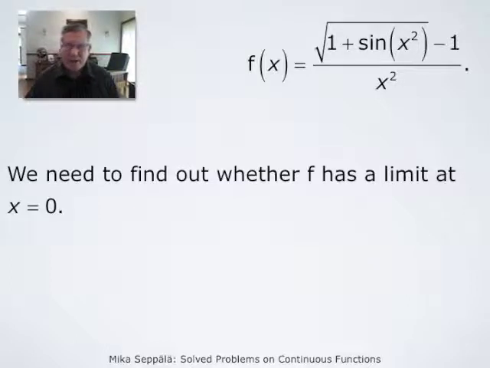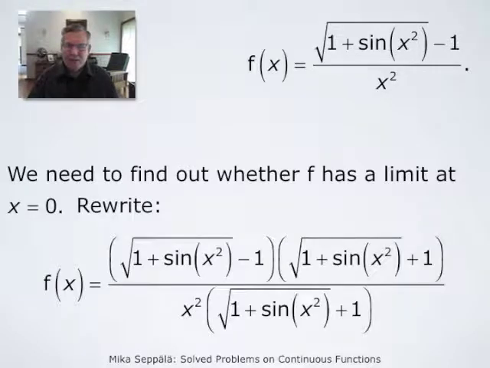In order to study the behavior of the function f near the point x equals 0, we have to multiply and divide the expression defining the function by the conjugate of the square root expression. So we rewrite f of x as square root of 1 plus sine of x squared minus 1 times square root of 1 plus sine of x squared plus 1, divided by x squared times square root of 1 plus sine of x squared plus 1.